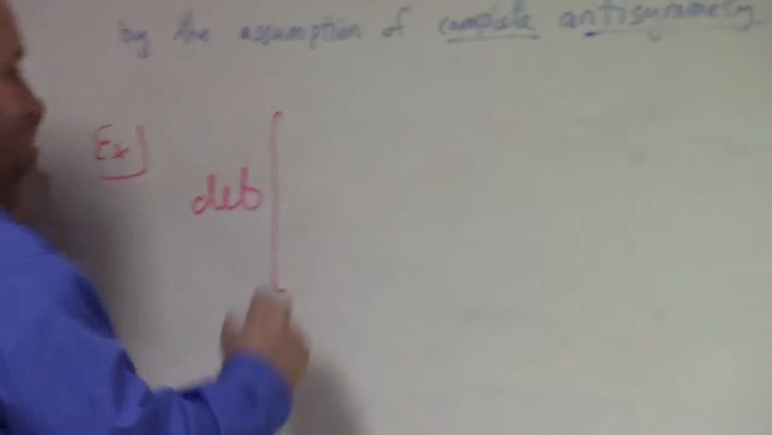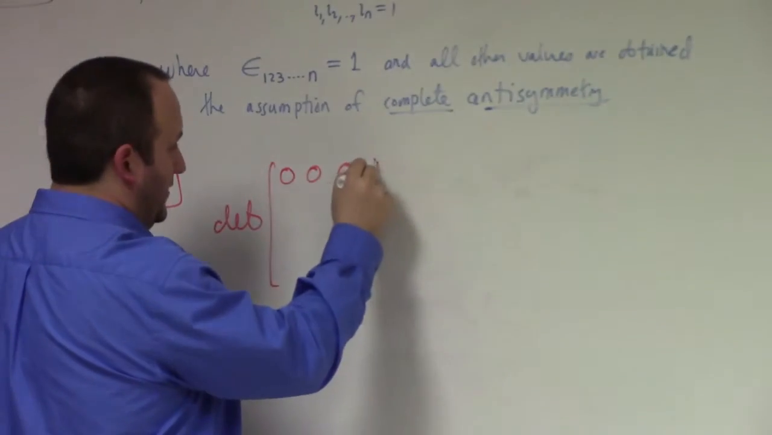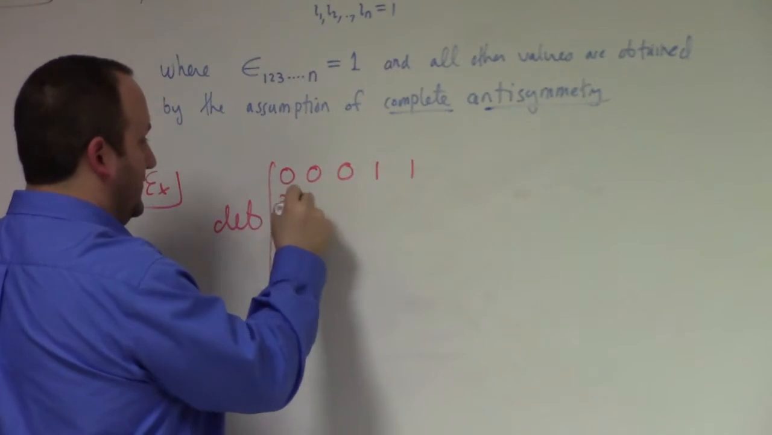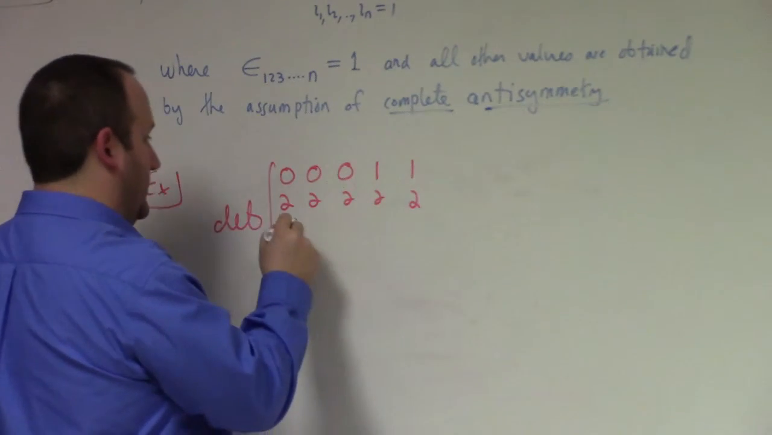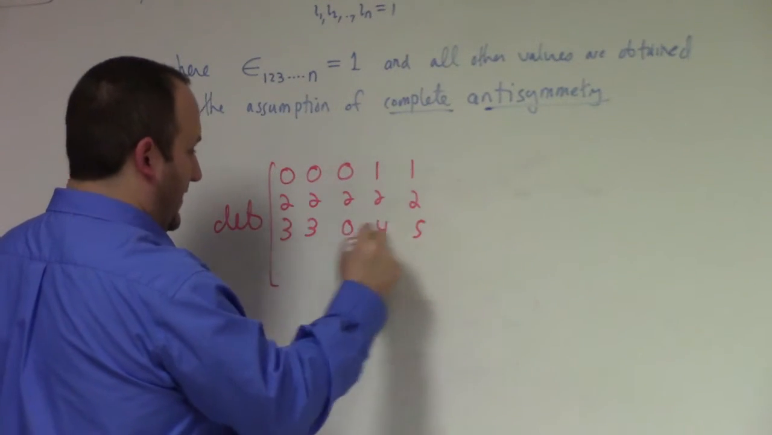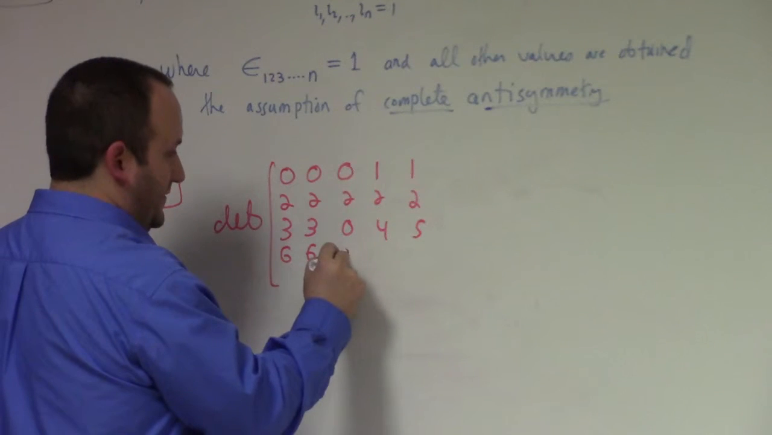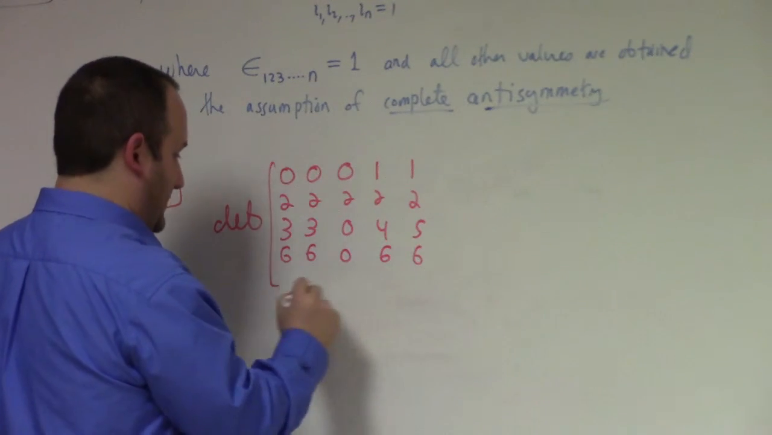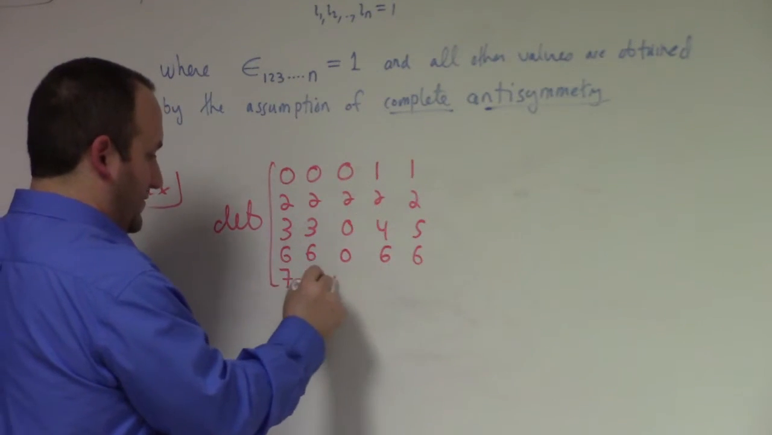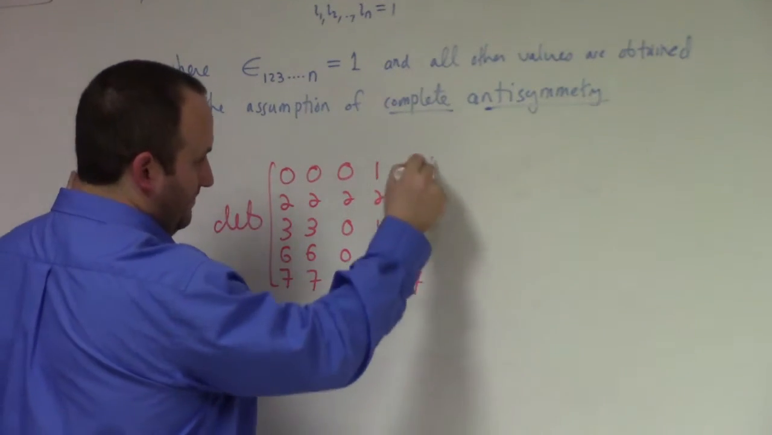How about this? The determinant of 0, 0, 0, 1, 1, 2, 2, 2, 2, 2, 3, 3, 0, 4, 5, 6, 6, 0, 6, 6, 7, 7, 0, 7, 7.